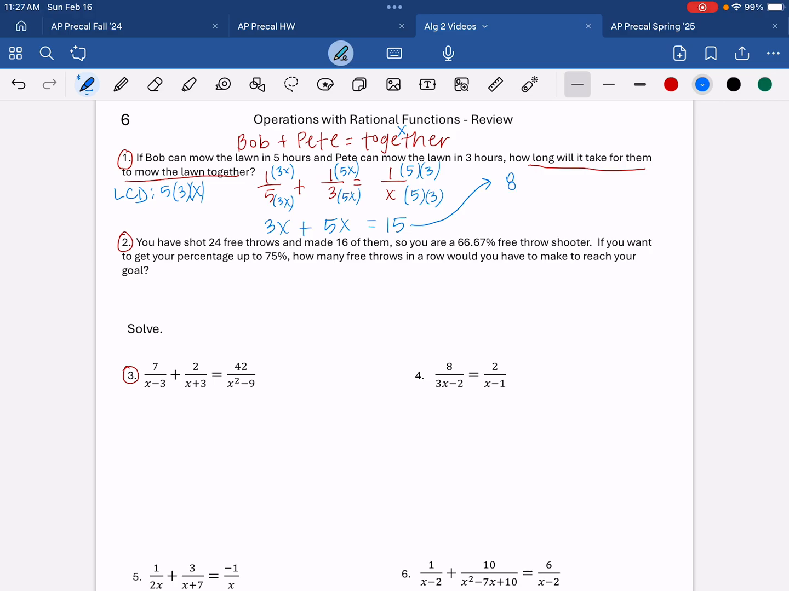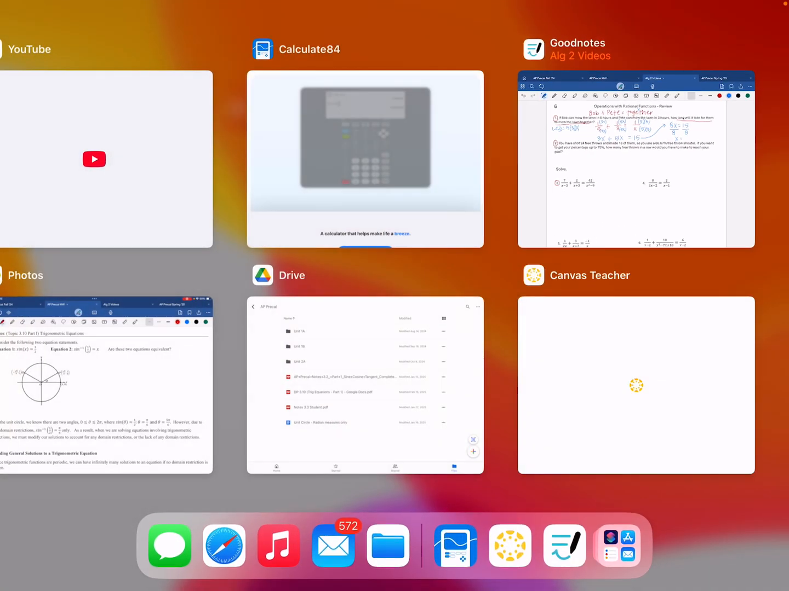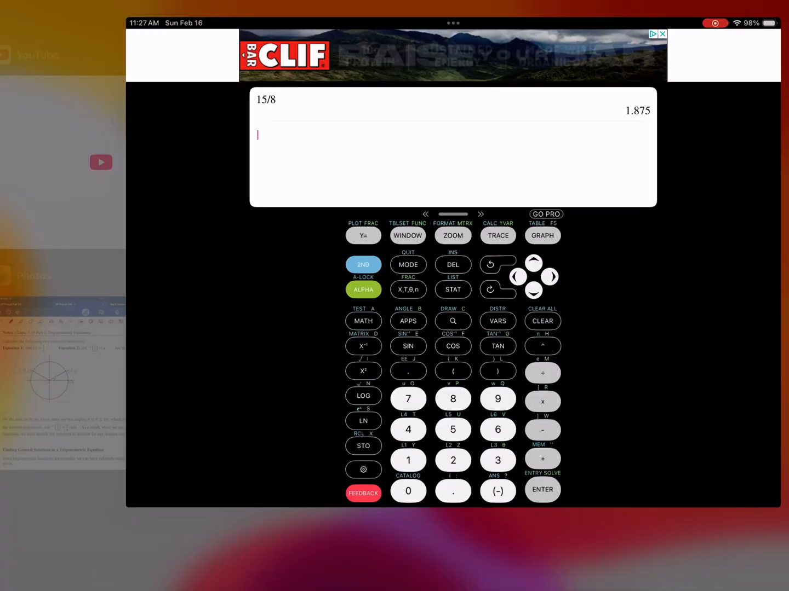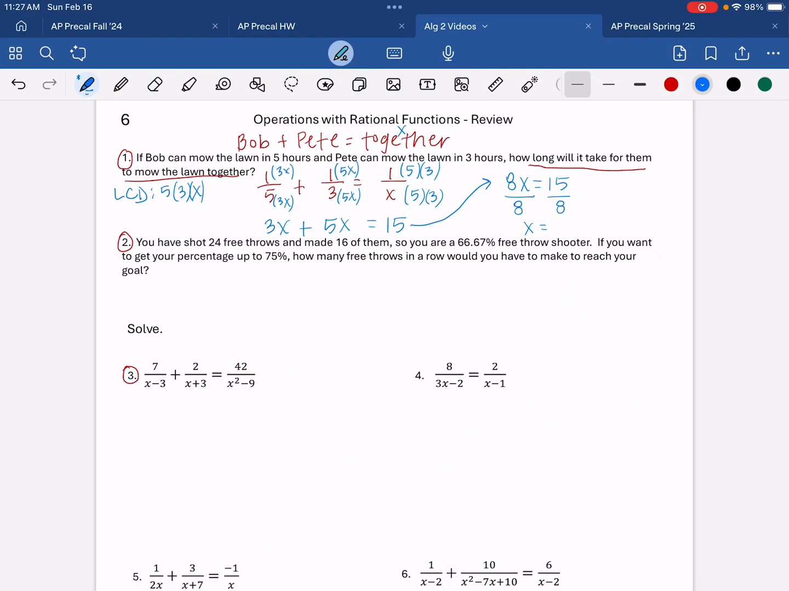So let's add the 3x and 5x, which is 8x equals 15. Divide by 8. And then we're likely to get decimals on these problems, and that's okay. So 15 divided by 8 is 1.875. And then every word problem should have some sort of unit. So let's make sure that makes sense. We were looking for how long it'll take them to mow together. They were mowing in a certain amount of hours, so it's going to take them less than 2 hours to mow together.